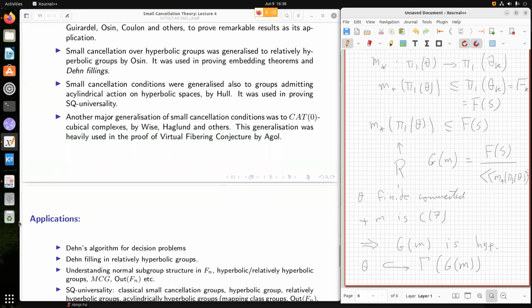An entirely different direction in which small cancellation was generalized was by Daniel Wise.